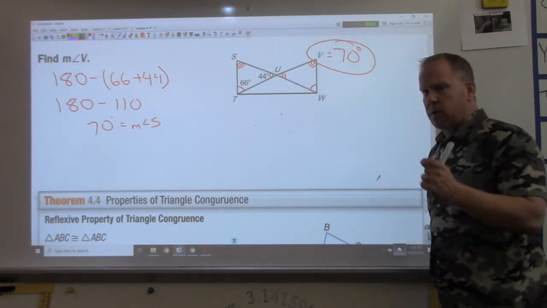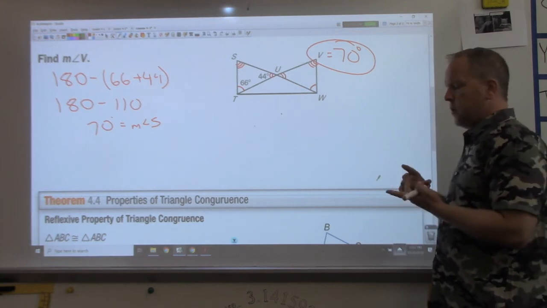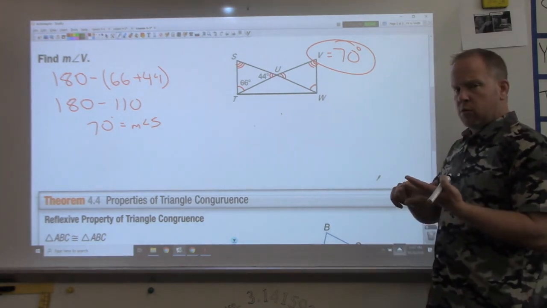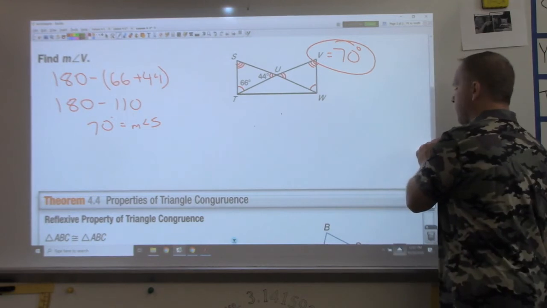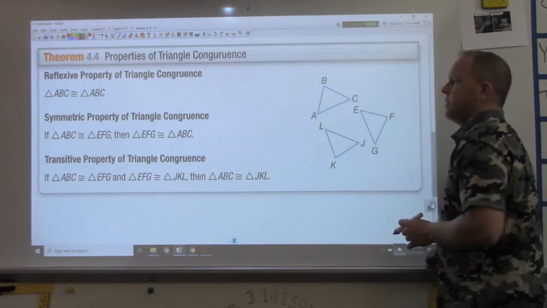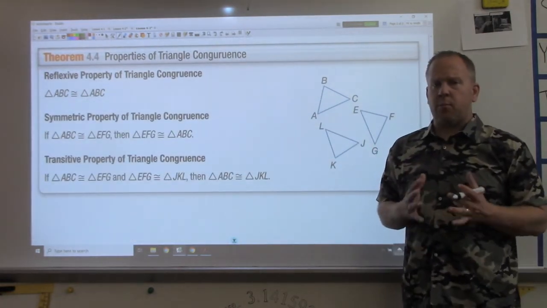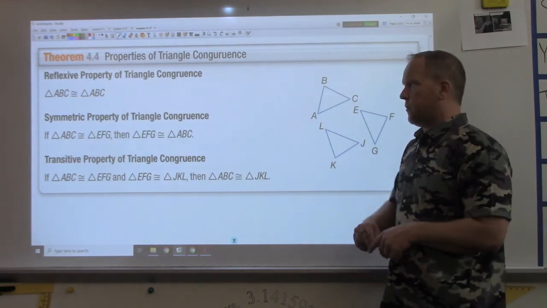Okay? Now, there's three properties listed at the bottom. These are properties we've already seen. We saw them of equality, we saw them of congruent segments, we saw them of congruent angles. Now we're looking at them of congruent polygons. The names are the same, the properties are the same. It's just how many letters we're using, folks.